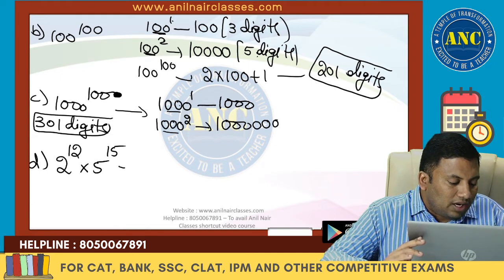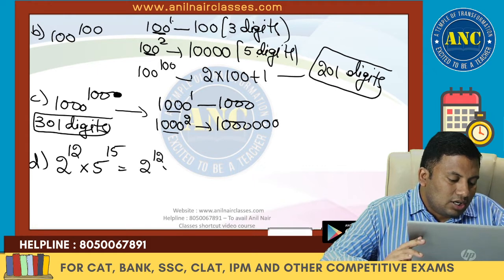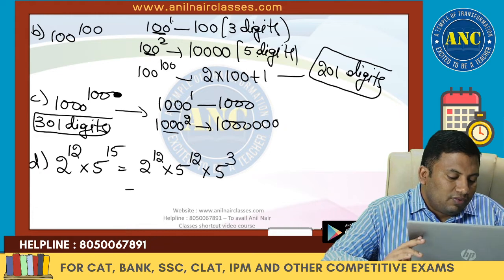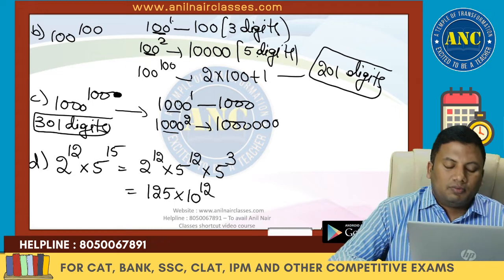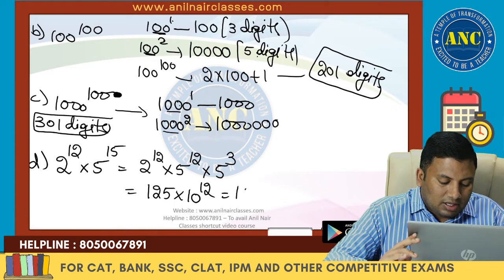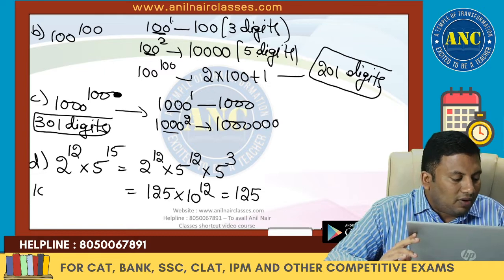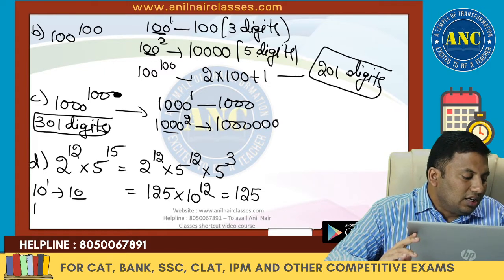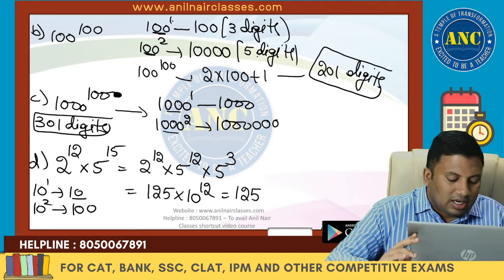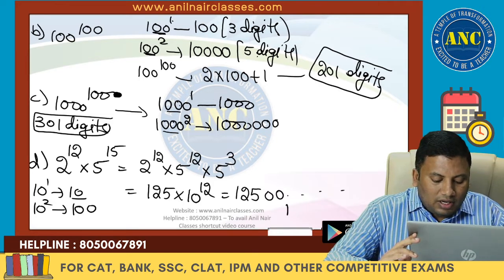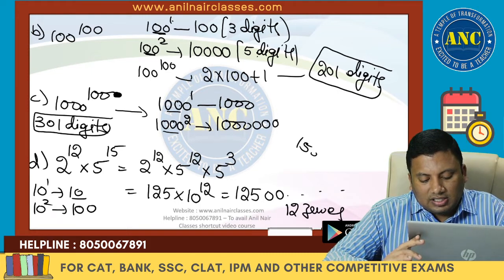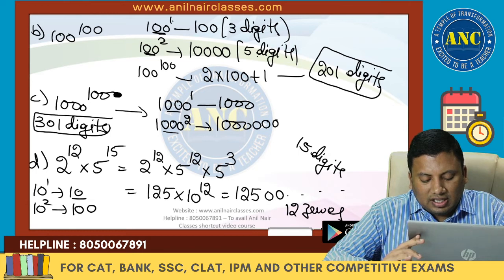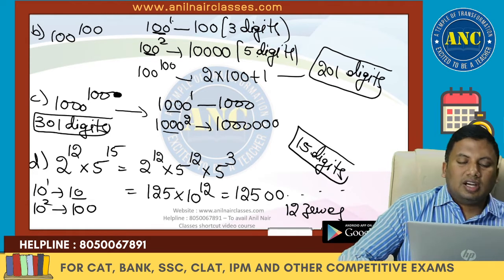So 2 power 12 into 5 power 15 is 2 power 12 into 5 power 12 into 5 power 3. This is nothing but 125 into 10 power 12. I hope the idea is clear. 10 power 1 will have 1 zero at the end, 10 power 2 will have 2 zeros at the end, 10 power 12 will have 12 zeros at the end. 12 zeros plus 3 non-zero digits. How many digits are there in the answer? 15 digits are there in the answer.